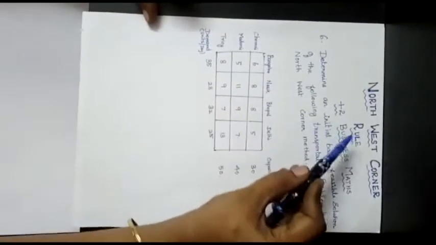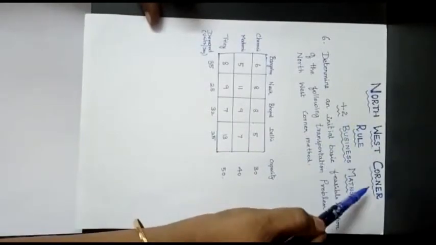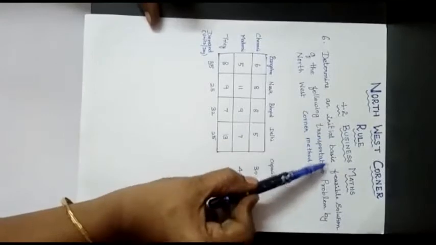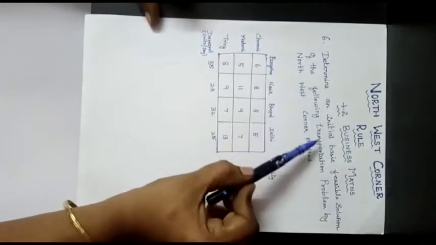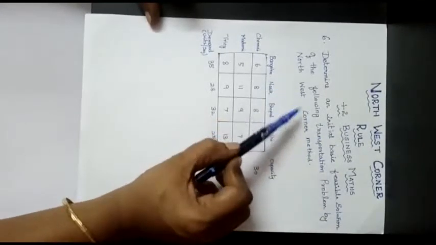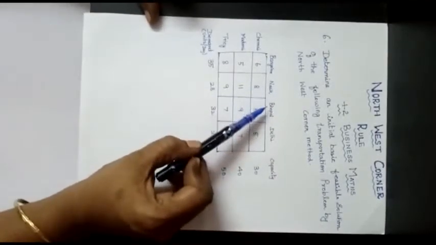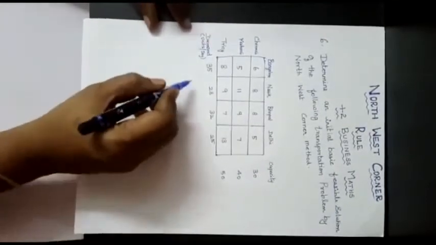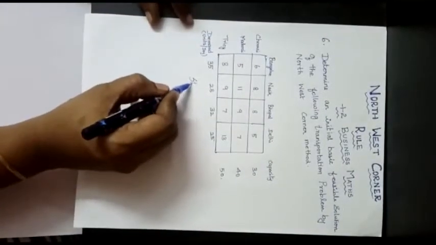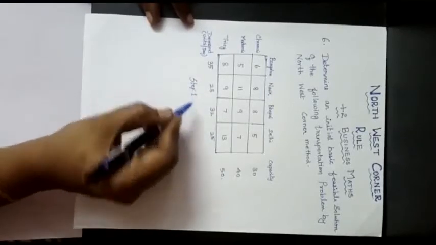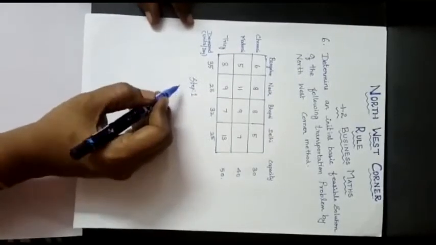Today we are going to consider another sum on northwest corner rule. Determine an initial basic feasible solution of the following transportation problem by northwest corner rule. Here we have the table, and step 1, as I have already told, you have to check whether the problem is balanced or not.